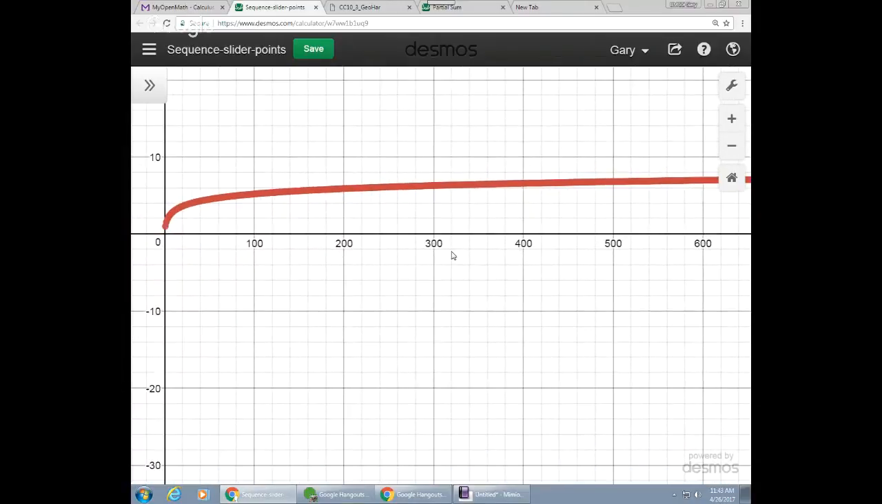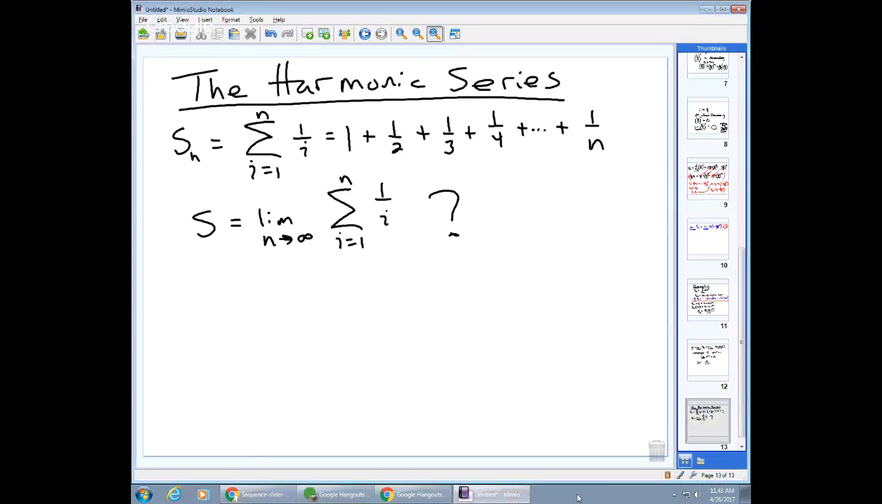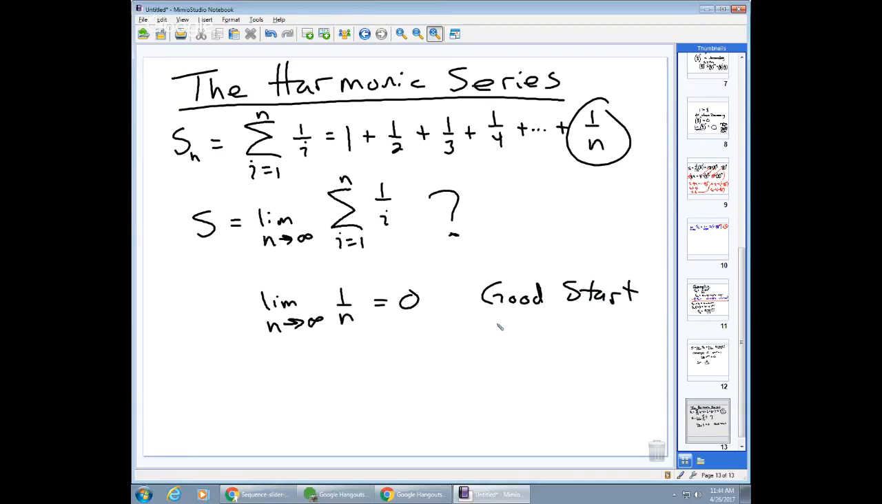Okay, so what do we have on our side? Well, what we have on our side right now is that if we ignore the sum for a minute and we just focus on that last number, the limit as n goes to infinity of 1 over n, well, that's 0. Okay, that's a good start, but not enough. Good start. Maybe I have convergence, but I don't really know.